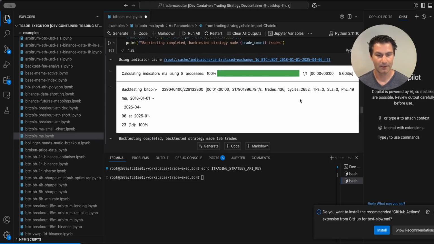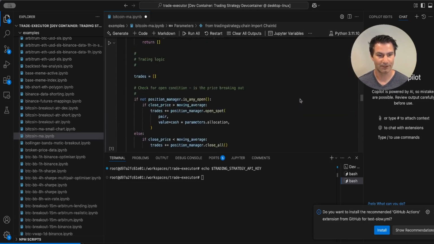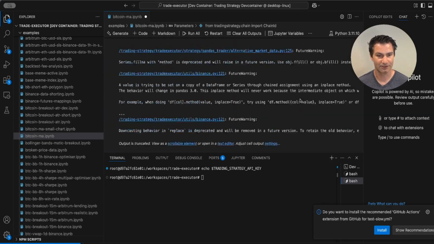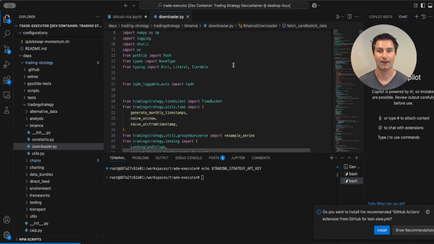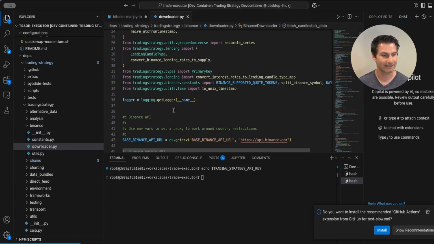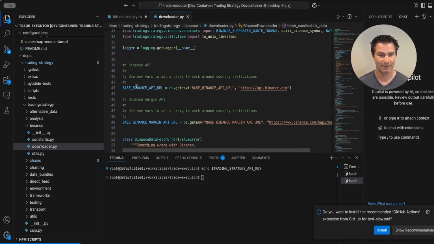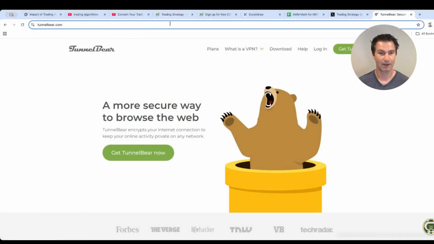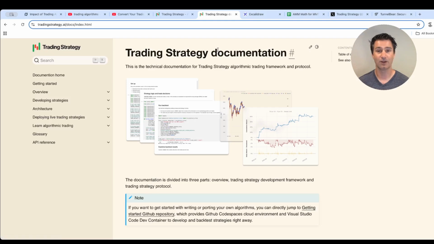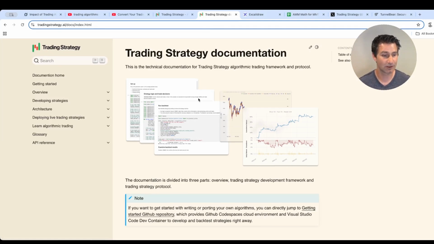And then the other thing that I wanted to draw your attention to is just what I was saying when we were doing this and we had that download error. This is where that's happening here in this downloader. We see this base Binance API URL. Now I want to move over to the last thing here, which is going to be just back to this documentation. And I wanted to share just the main gist of what is happening here and how this works.